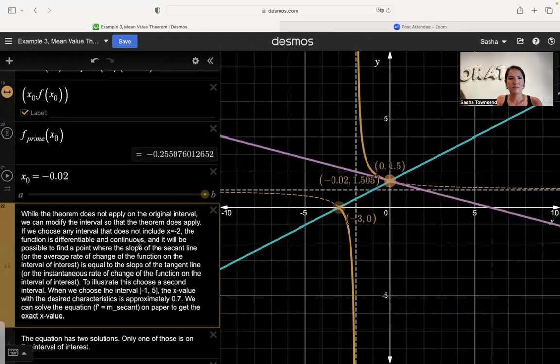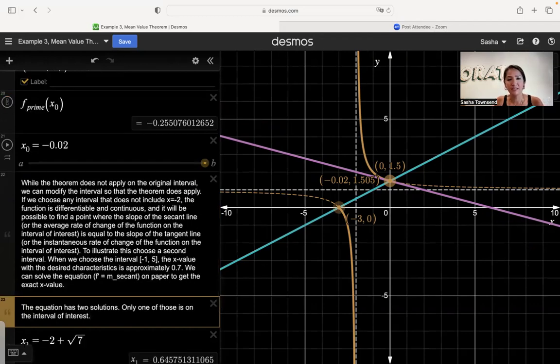So you say, okay, the theorem doesn't apply in the original interval, so we can modify it. Now, as long as our interval does not include -2, we're going to be fine because rational functions are continuous and they're differentiable, as long as you don't include any of those x values that correspond to zeros in the denominator that are not zeros of the numerator, or in other words, the vertical asymptotes of the function.